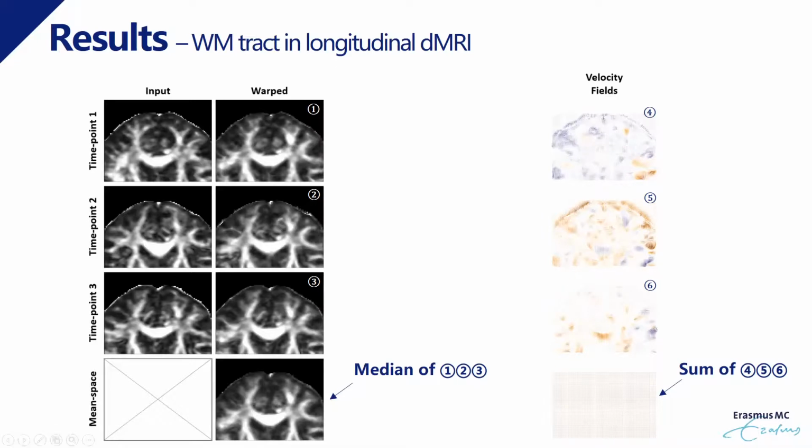Adding the 3 velocity fields gives a total deformation of 0 at each corresponding location. These results together confirm that the reference space was indeed at the center of the deformations.